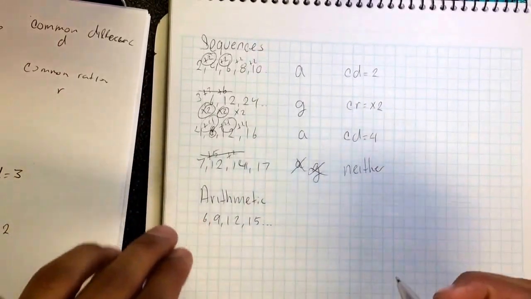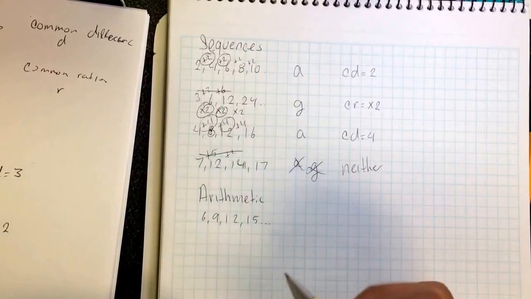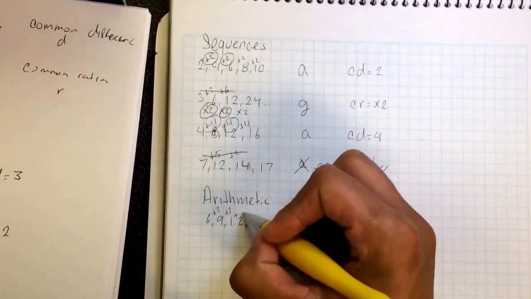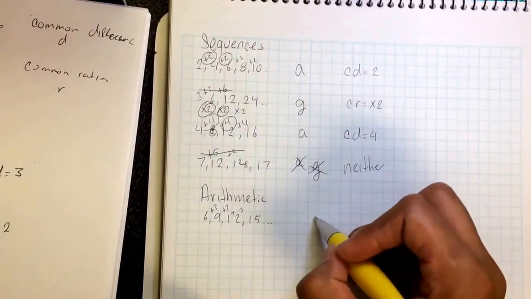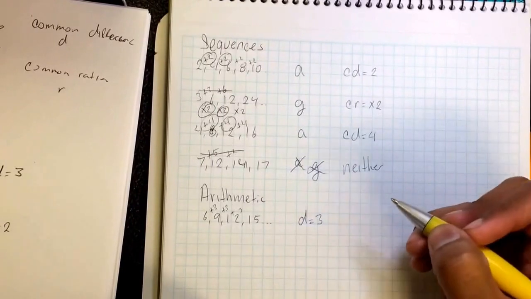So I already told you these were arithmetic. I want you to find the pattern. What is the pattern? Plus 3, plus 3, plus 3. So that means that our common difference is what? 3.